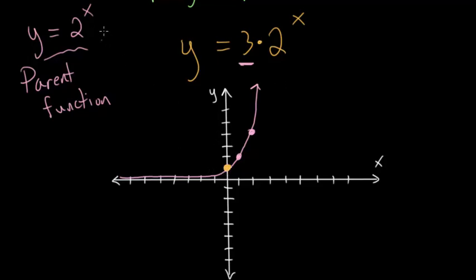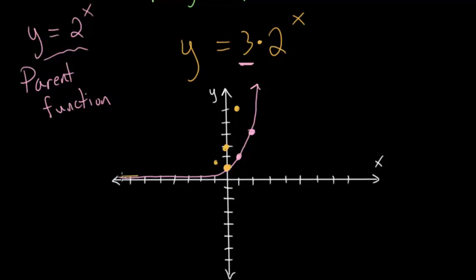Right now, compared to the parent function, we're at (0, 1), but now we're multiplying all y values by 3. So instead of being at (0, 1), it's now at (0, 3). Instead of being at (1, 2), it's now at (1, 6). And same idea for these negative values. Instead of at (-1, 1/2), we're now at (-1, 3/2), and so on. But the asymptote will remain the same. There's still no x value you can put in here that'll make y equal to 0.